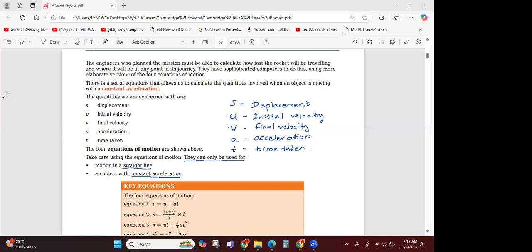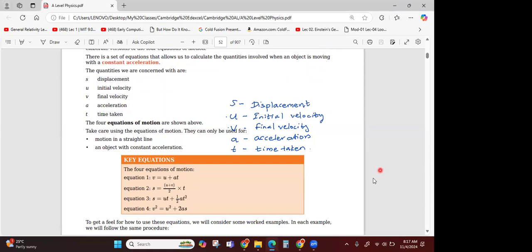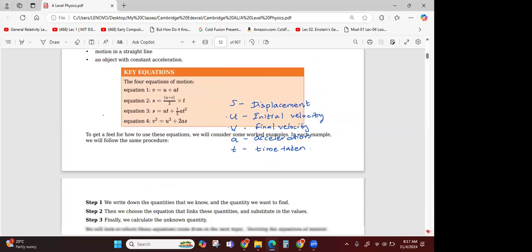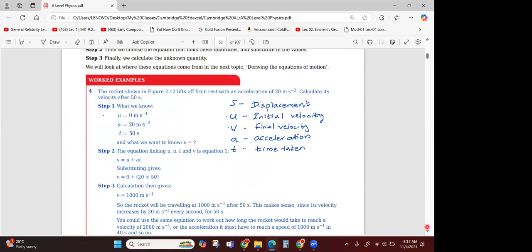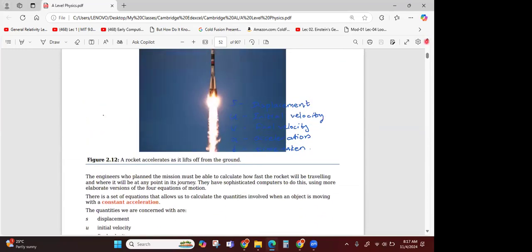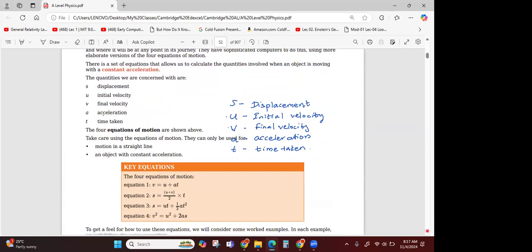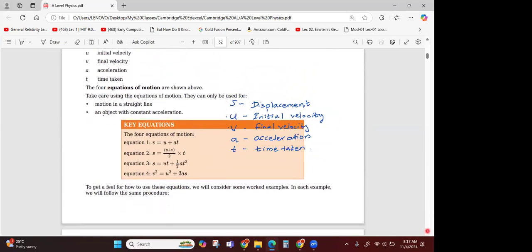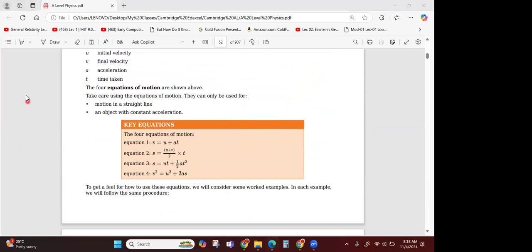Okay, so first, before writing that, we will write down the four equations of motion. After that, we will write down that fact. Okay. So let's start with the derivation for all of this. Okay.